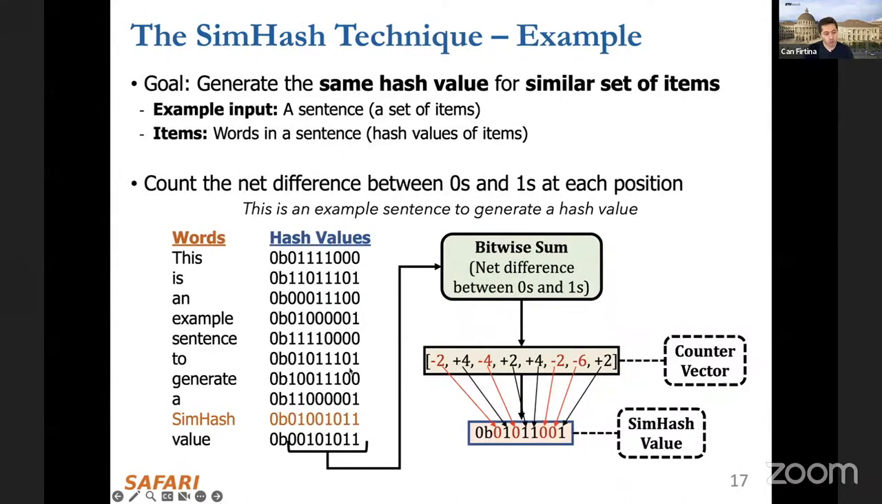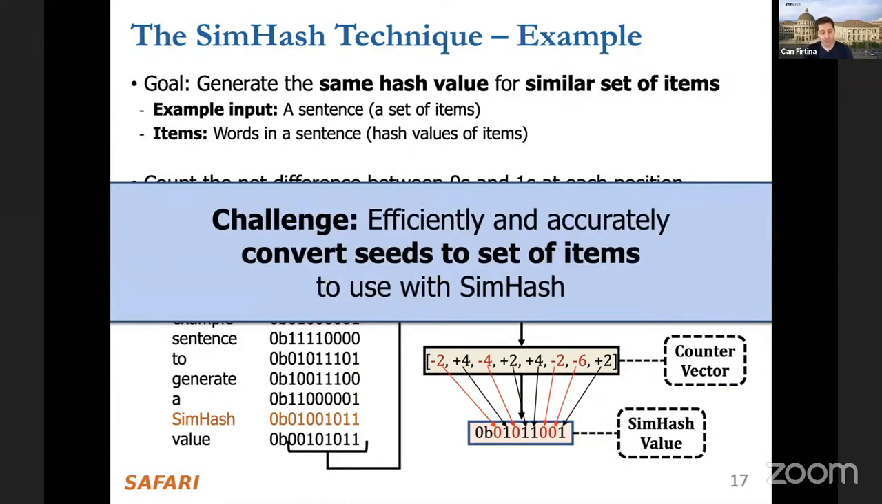Meaning, if there were more ones at a particular position, and I just change a single hash value, it is still likely that I'm going to keep having more ones than zeros, because changing a single hash value is unlikely to change the majority voting result. And if the majority voting of these bits does not change, then the SimHash value that we generate by looking at these counter vectors won't change. So what does this mean? If two sets are highly similar to each other, their counter vectors may be slightly different, but their resulting SimHash values are likely to be the same. It's not guaranteed, of course, but it gives us a chance for highly similar sets to have the same hash value.